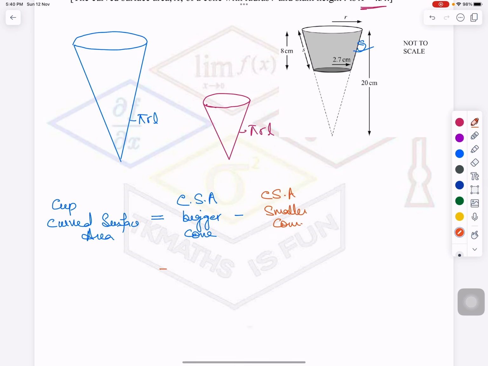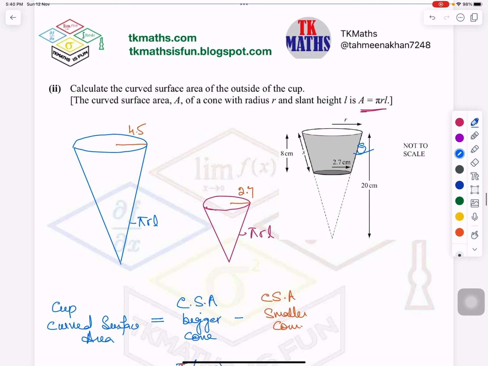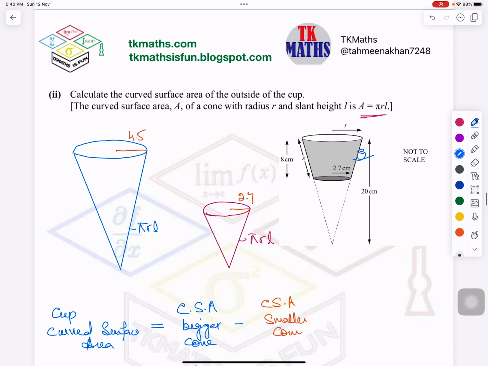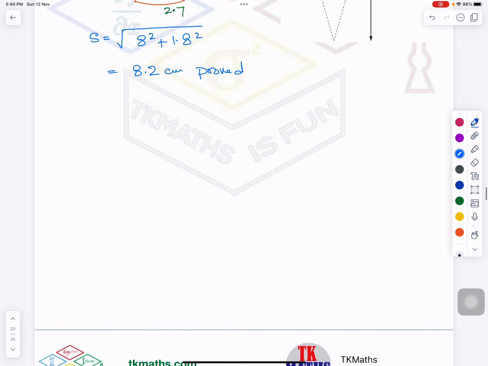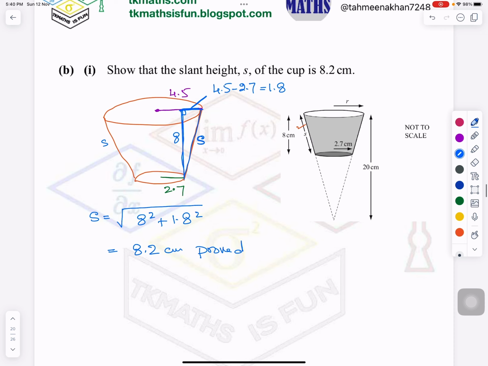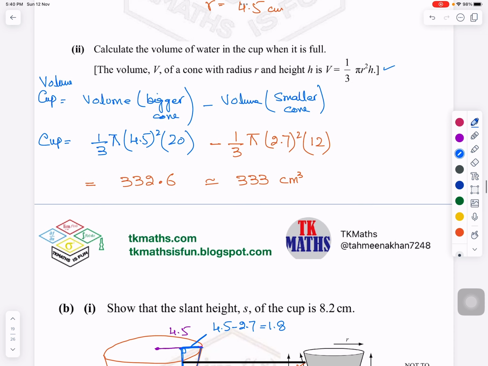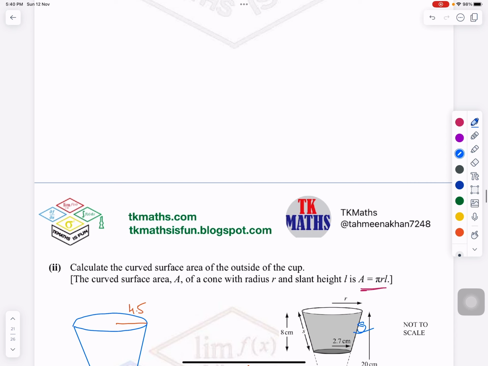So this is pi. Now for the bigger cone, the radius is 4.5. For the smaller one, 2.7. So pi, just a minute, blue color I should use, pi RL. Now what was the slant height of the bigger cone? Do we know it? Have we calculated it? Let's see on the top portion. What was it? Did we calculate or not? Otherwise we will have to calculate it. Let me see.